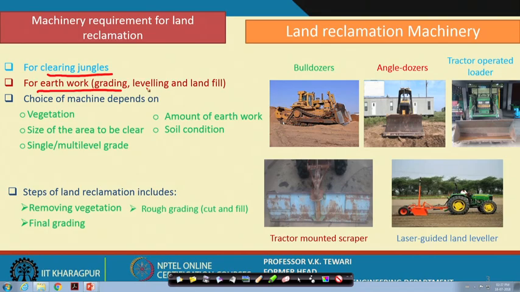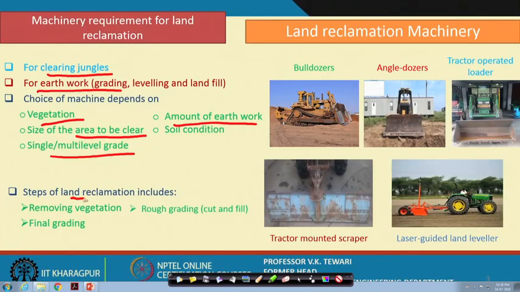Then the choice of machine. If these are the tasks to be done, what is the requirement for a machine to be chosen for the particular task? It will depend on the level of vegetation, the area to be cleared, single or multiple grades, and the condition we have to think about. Then the amount of earthwork needed, because you will have to estimate the volume of soil to be moved, the vegetation to be cut, and where it has to be disposed of. Many things you have to think about in this line.